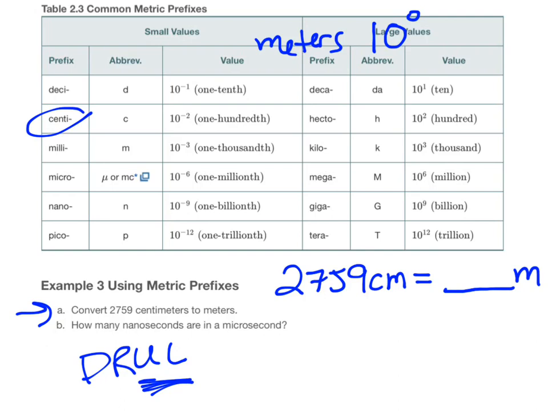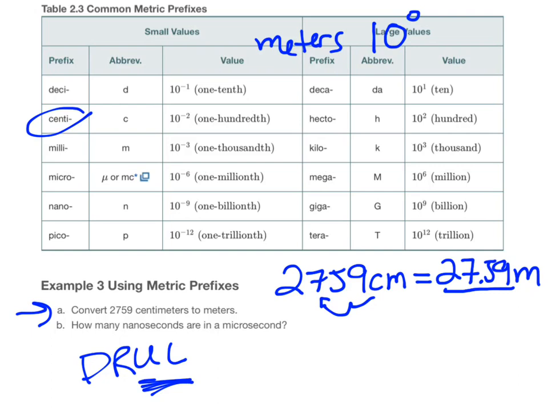Okay. So back to how many decimal places to move. What we're trying to do is move from 10 to the negative 2 to 10 to the 0th, right? So that's 2 places. So to make this conversion, all I have to do is move the decimal point 2 places to the left, and then this would be 27.59 meters.